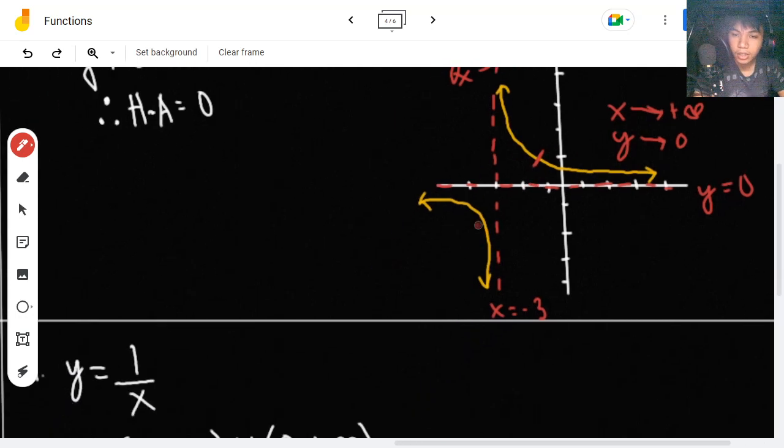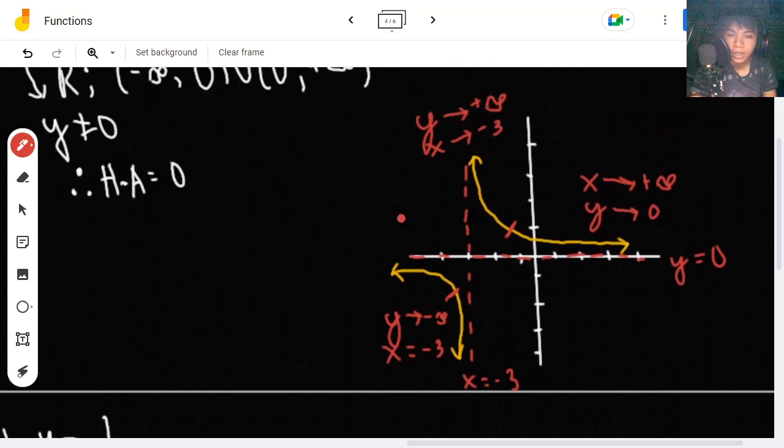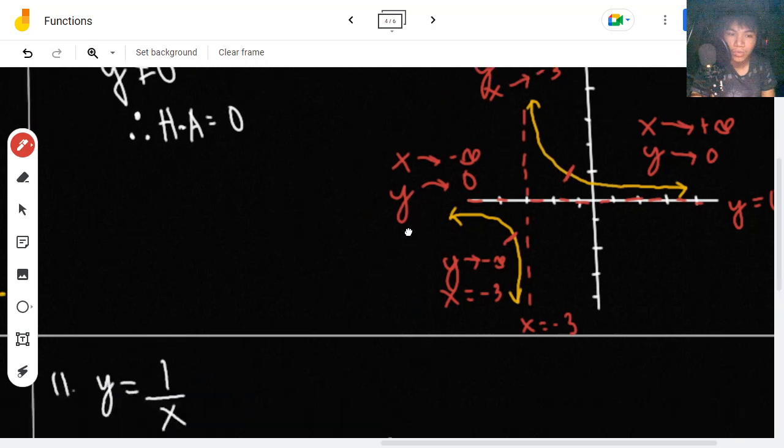Same with this. As y approaches -infinity, x will approach -3. See, you can see how it reflects from the x and y axis, and from this part, as x approaches -infinity, y approaches 0. Yeah, it's that simple. Alright, let's move on.